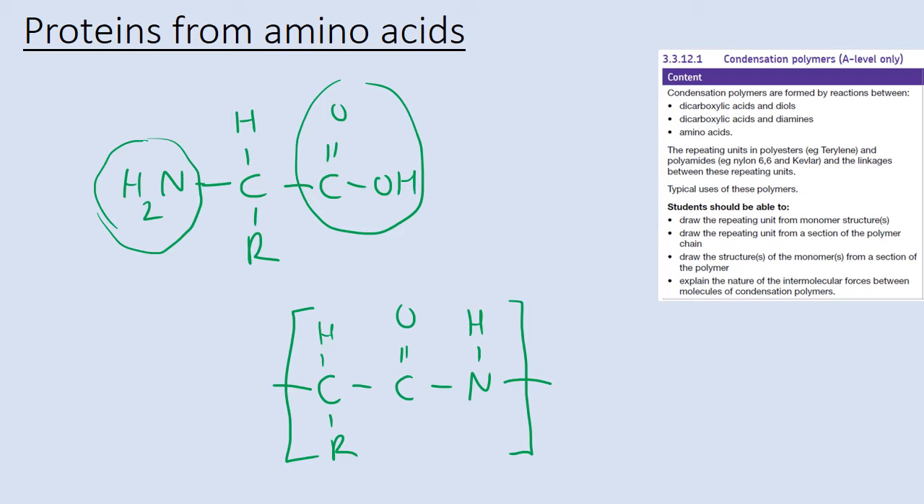Proteins are a sequence of amino acids. We'll look more at that in detail when we do the biochemistry topics later on in year 2. So that's just an example of a polyamide, I suppose. It's an example of a polyamide, but just from the possibility that the molecule could have an amine and an acid group on the same molecule.